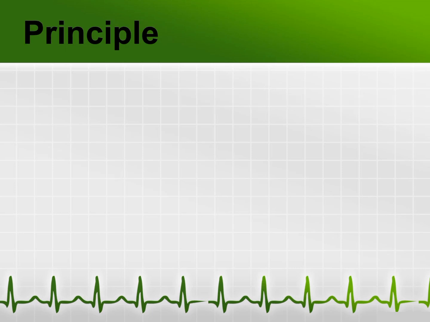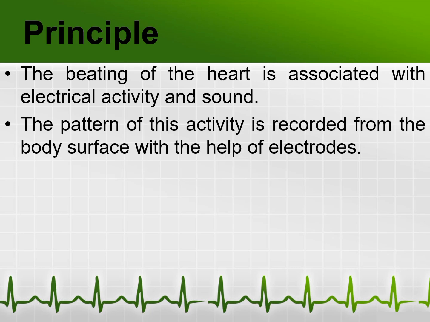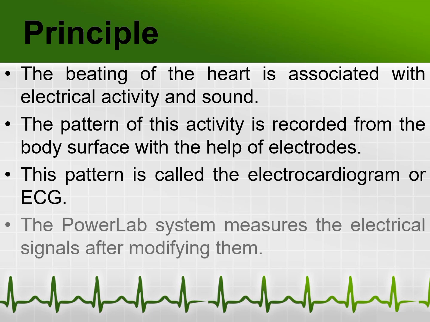Now we will understand the principle of this practical. The beating of the heart is associated with electrical activity and sound. The pattern of this activity is recorded from the body surface with the help of electrodes. This pattern is called the electrocardiogram or ECG. The PowerLab system is a recording instrument that measures the electrical signals after modifying them.